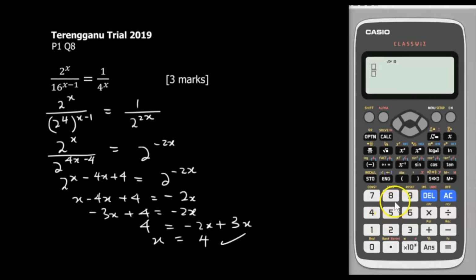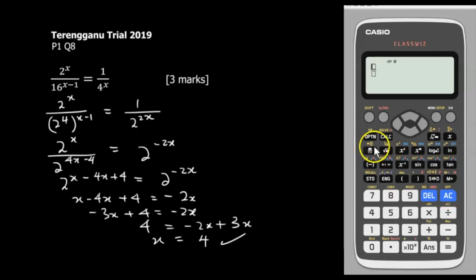Now I'm going to show you how to double check our answer using the Casio Classwiz calculator. First you press the fraction button and then 2 power x, then go down, so 16, then power x minus 1. Then you go to the right. You want to press the equals, but you don't press the equals at the bottom. You use alpha, then calculate. You see the alpha red color, and then the equal sign at the calculate there, red color.